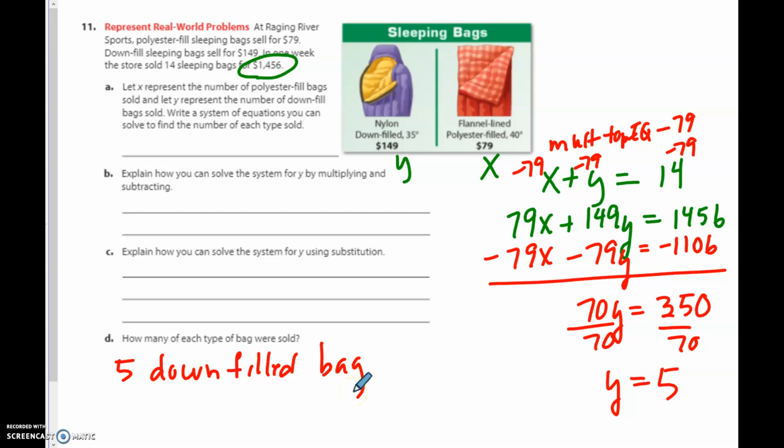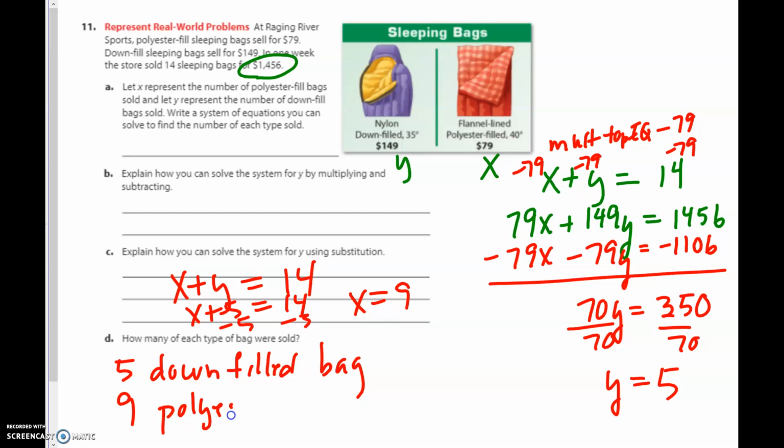And then if we go back to this equation, we had the equation x plus y equals 14 total bags sold. Well, I know there were 5 of these. So how many does that leave for the other kind? So when we subtract 5 from both sides, we get x equals 9. So 9 polyester filled. All right, so first we come up with our system, then we multiply so that we can eliminate a variable, and we ended up with y, so 5 down filled and 9 polyester filled.